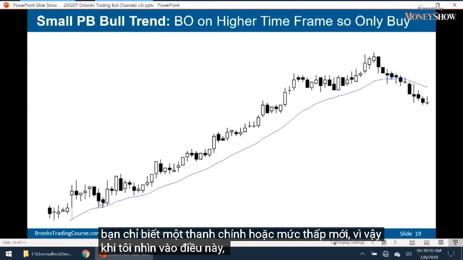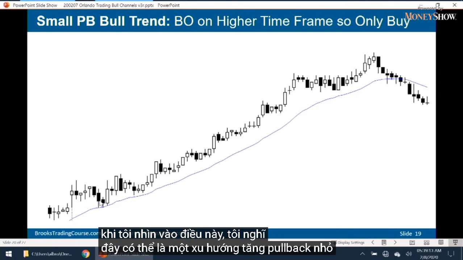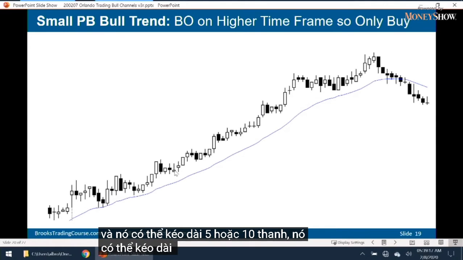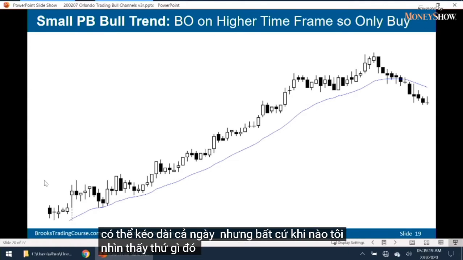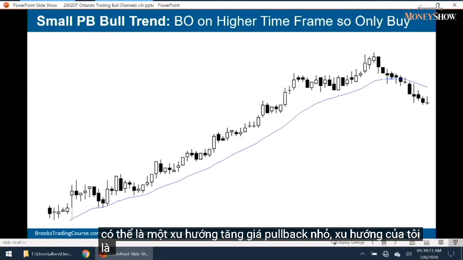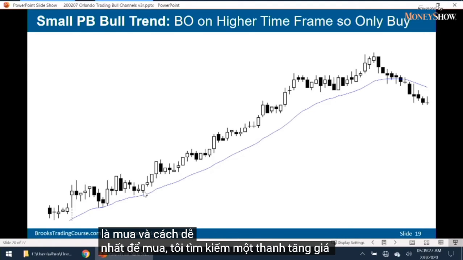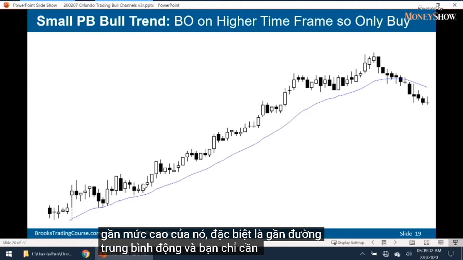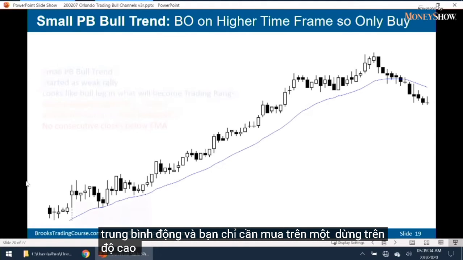So when I'm looking at this, I'm thinking, this could be a small pullback bull trend. And it could last 5 or 10 bars, it could last all day. But whenever I'm seeing something that looks like it could be a small pullback bull trend, my inclination is to buy. And the easiest way to buy, I look for a bull bar closing near its high, especially near the moving average, and you just buy on a stop above the high of the bull bar.